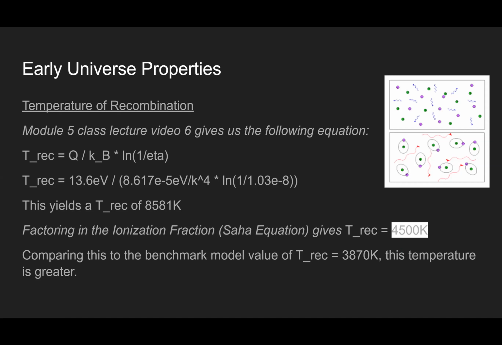8,581 Kelvin. Next, factoring in the Saha equation, that's going to give us our final answer, which is 4,500 Kelvin for the temperature of recombination. Again, comparing this to the benchmark model, which gives us a value of 3,870 Kelvin for temperature of recombination, you can see the temperature in this simulated universe is greater.